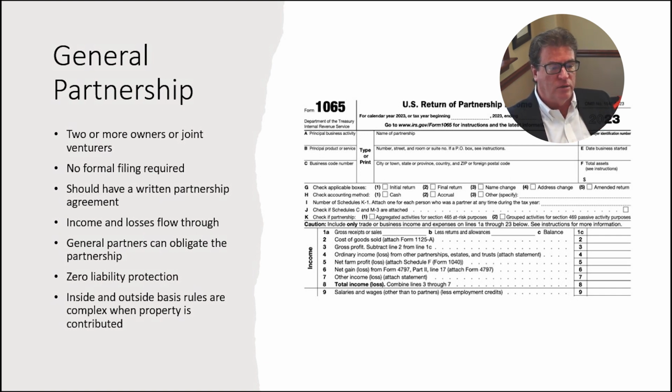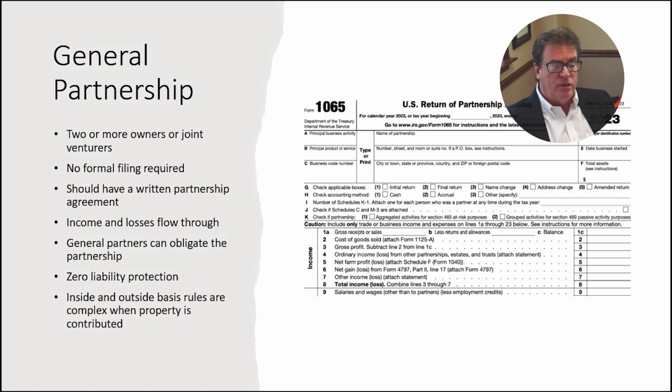And the other thing is, again, in a general partnership, there is zero liability protection from the entity itself. There is no protection. So all of the personal assets of the partners can be accessed if there's a liability issue inside this partnership. So this isn't a very common form of ownership.